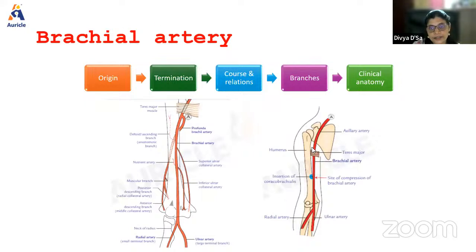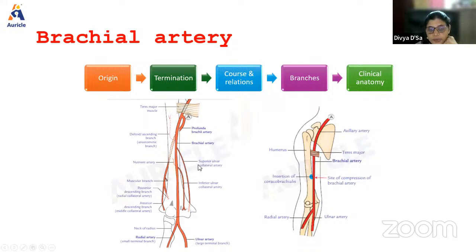So you will write under these headings. Course: it begins from the lower border of the teres major muscle and runs in the anterior compartment. Here it becomes slightly medial, and it ends in the cubital fossa by terminating into radial and ulnar artery.